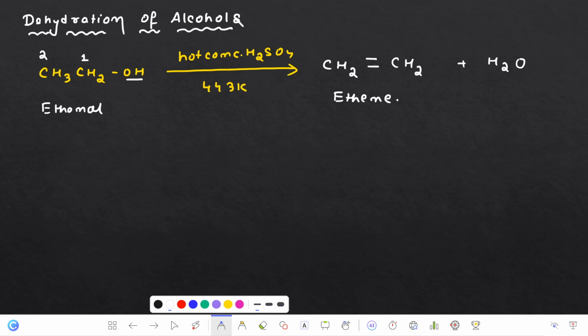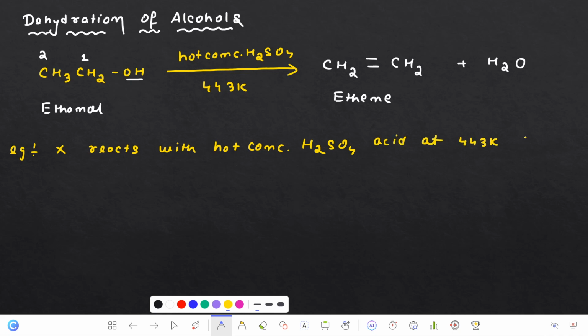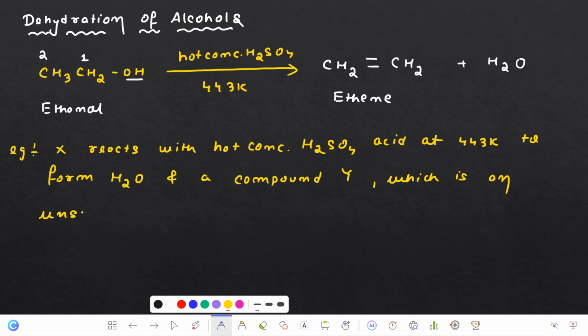This is an unsaturated hydrocarbon, that is ethene. Understood. Let's also see the format of the question. X reacts with hot concentrated sulfuric acid at 443 Kelvin to form water and a compound Y, which is an unsaturated hydrocarbon.